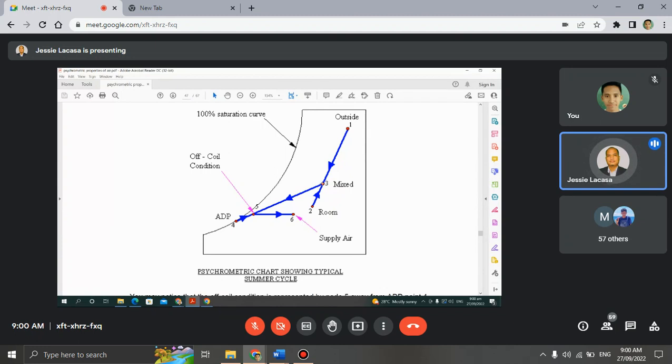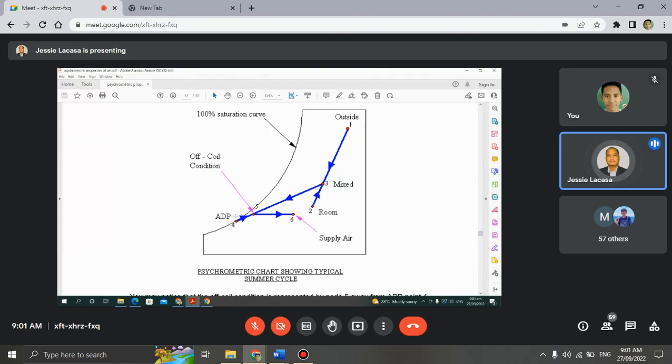Then moagi siya sa ADP, no? Or katong imong cooling coil. Kaning ADP is apparatus dew point, no? Apparatus dew point temperature, ADP. Or sa ato pag kuan mo ng cooling coil. So dew point, so pasabot katong ma-reach niya ang iyang saturation. So inag-mix niya na diretso na siya sa 4, ha. Diretso na siya sa 4. From 3 to 4, cooling coil.